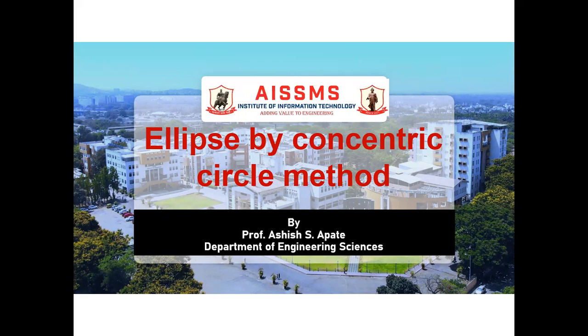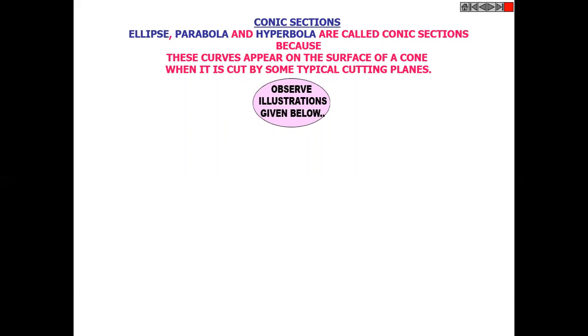Today we will see the ellipse by concentric circle method. In conic sections, ellipse, parabola and hyperbola are called conic sections. First of all, what is meant by a cone? A shape or object that has a round base and a point at the top is called a cone. If I cut the cone with certain cutting planes, then I get shapes like the ellipse, parabola and hyperbola.